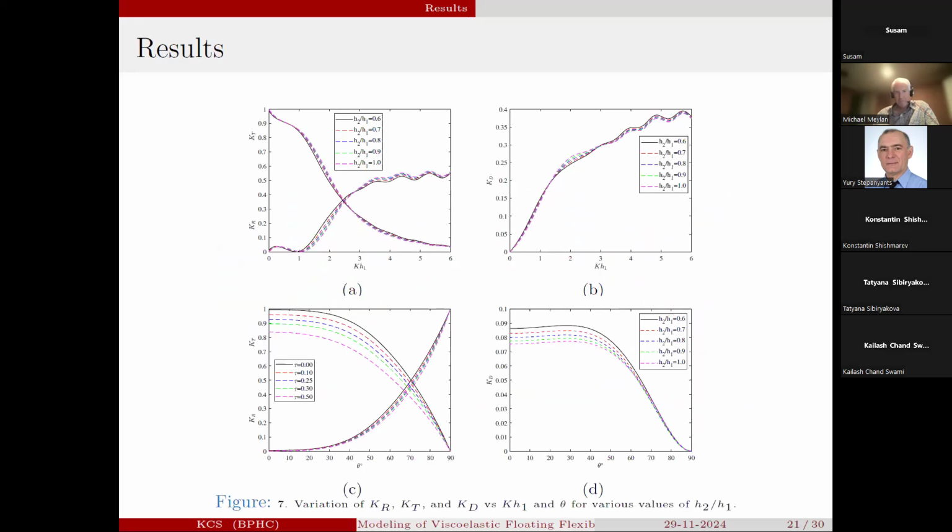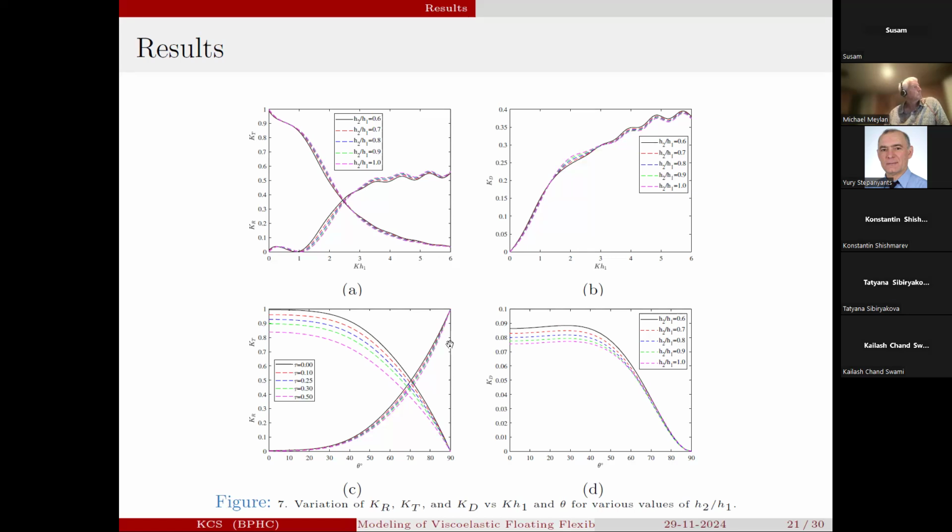Further, I have taken the ratio of the height on the right hand side, S2 by H1. In the long wavelength regime with respect to H1, you can see that initially the reflection was high, but as the value of S2 by H1 increases, the reflection decreases and the transmission increases. But the opposite pattern can be observed in the short wavelength regime.